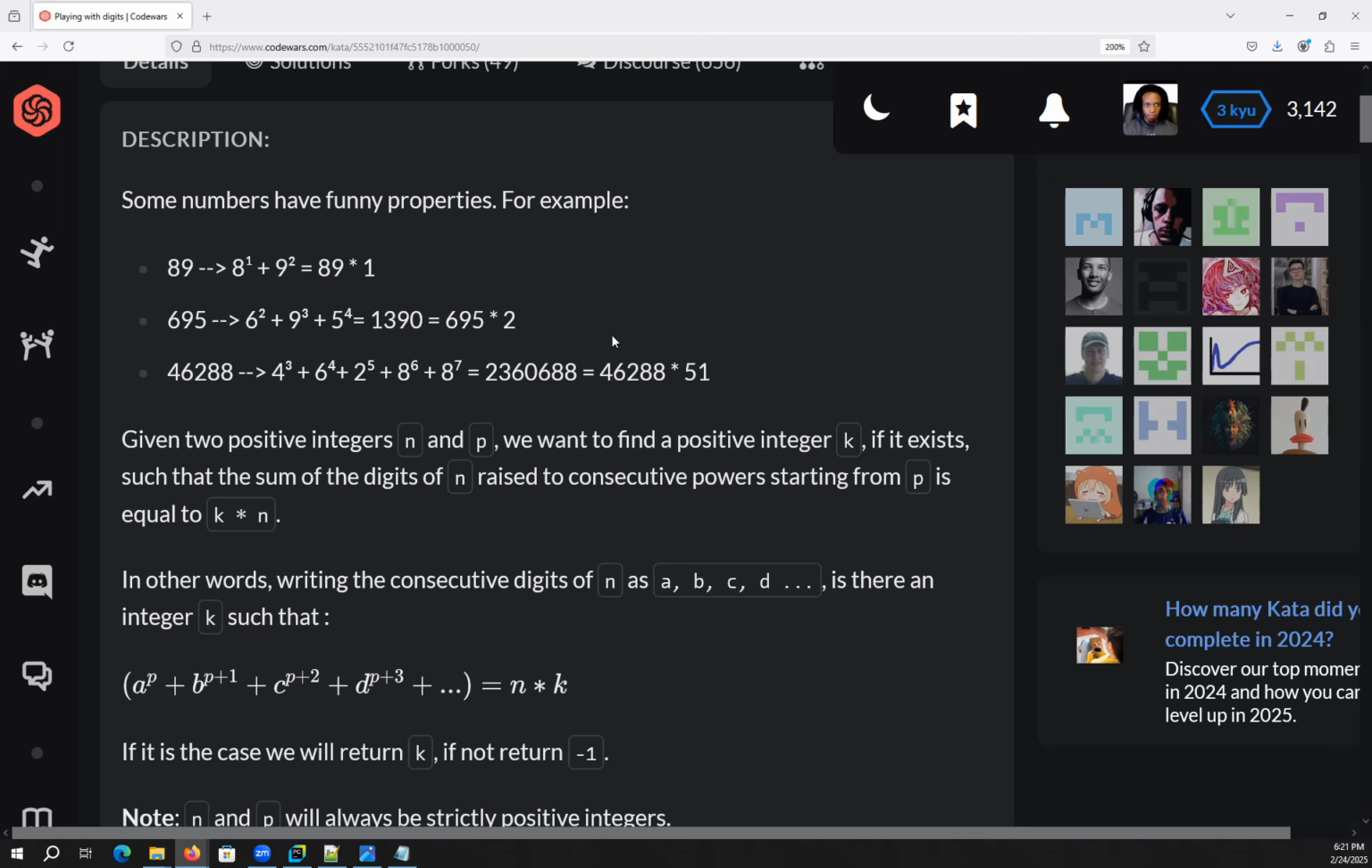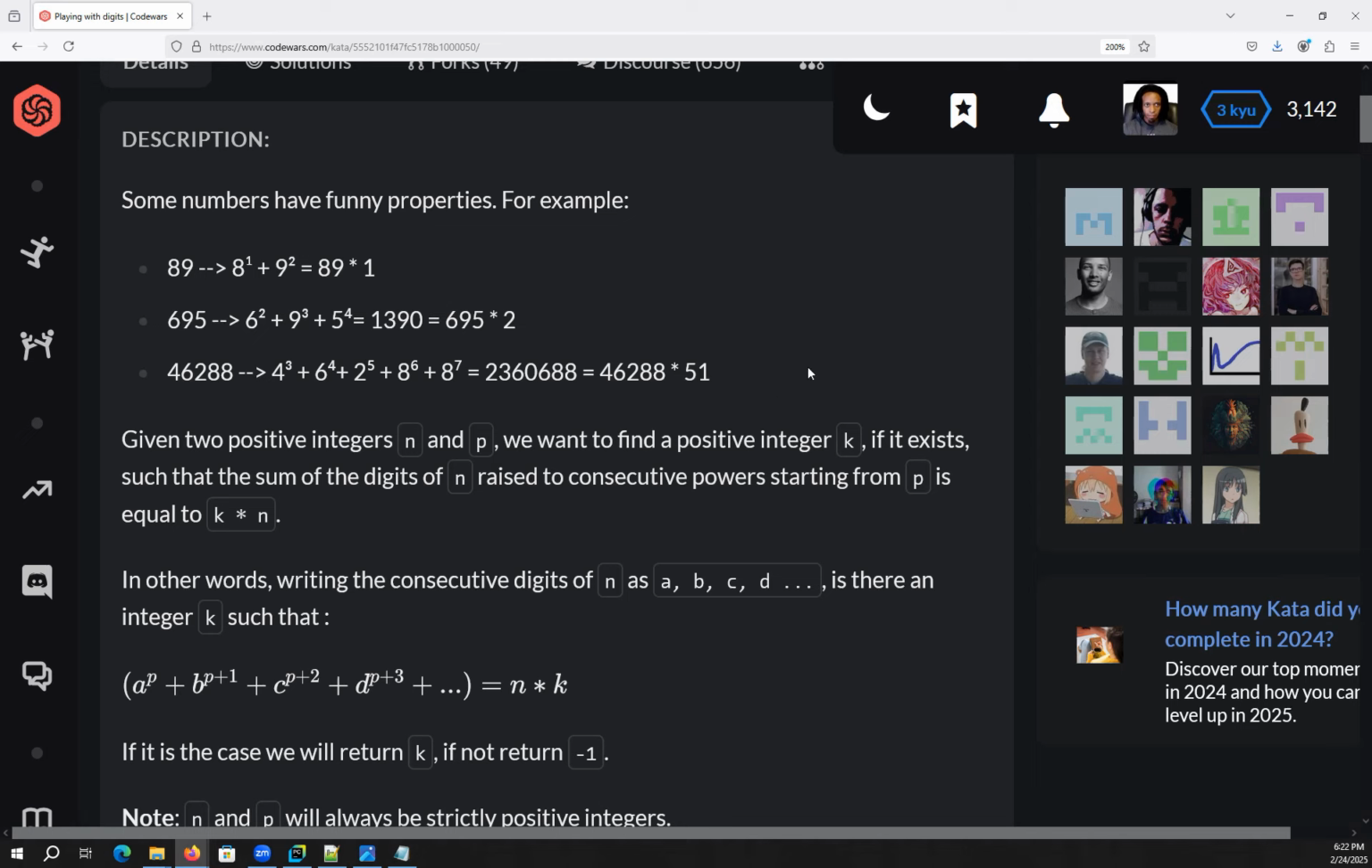So there's kind of a thing where there's some number that you can multiply by the original number that will equal that number's digits raised to consecutive powers. That is the idea here. Looking at the 46288, and we have the digits split apart. Then we have consecutive powers here, and it equals this number. And lo and behold, it equals the original number times some number.